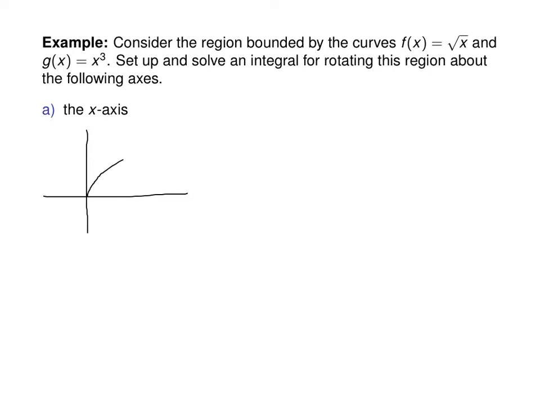So here we have f of x equals root x. Here we have g of x equals x to the third. The intersection points are 0, 0, and 1, 1. And in this example, we are going to rotate this region about the x-axis. So in this particular example, the cross sections you slice will go this way, and we will have a circle with a hole in it.